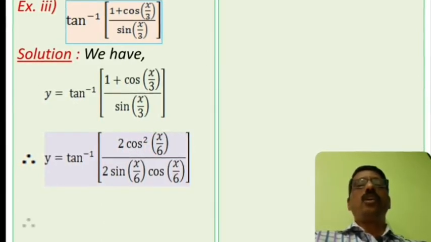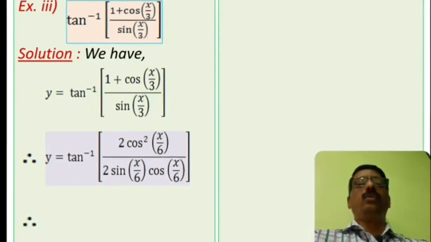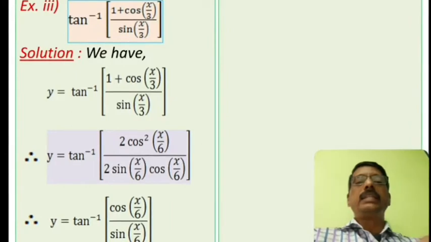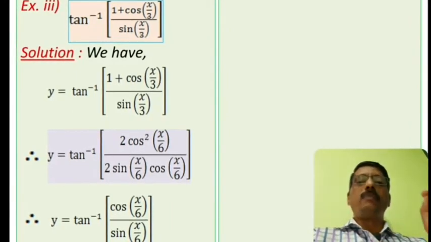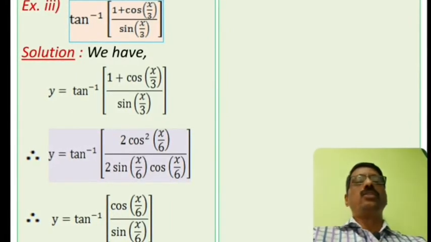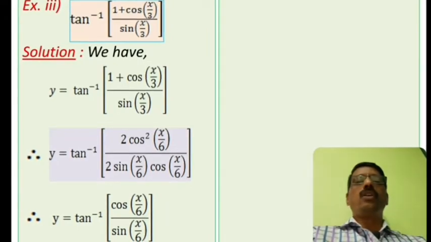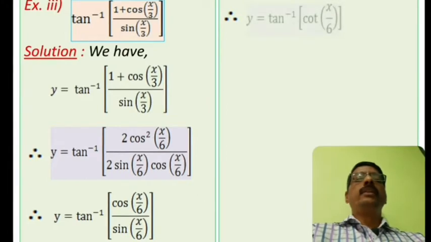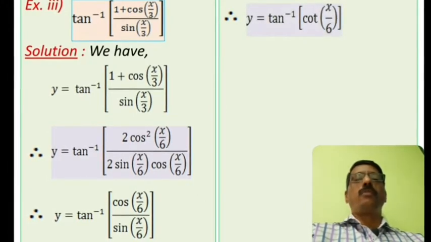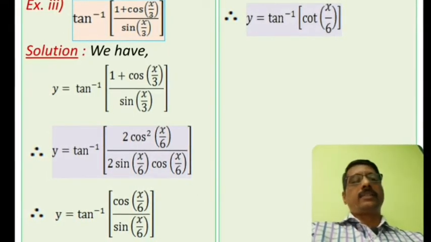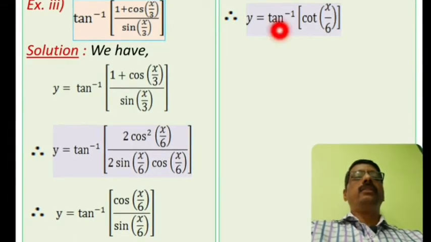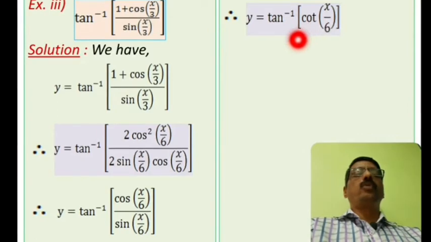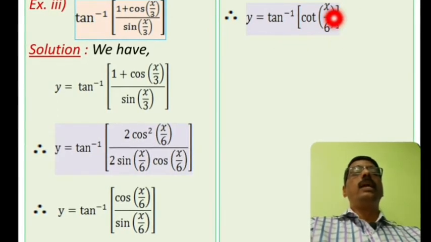Okay, and therefore we can get y equal to tan inverse of (cos of x by 6 divided by sin of x by 6). And we know that cos upon sin is our cot function. Therefore the next step, the function becomes y equal to tan inverse of cot of x by 6. But here again, outside the bracket is tan inverse and inside the bracket is cot, therefore we have to convert cot into tan again.